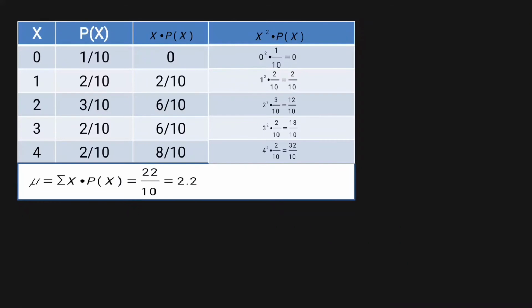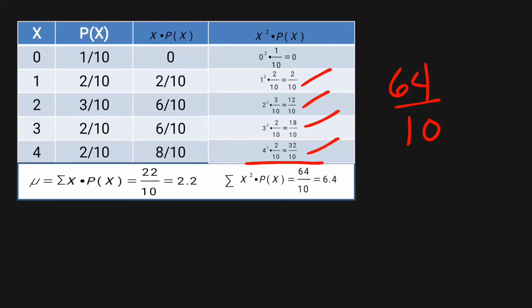So when we get the sum, since they are similar fractions, it's over 10 for all. So just add the numerators. 2 over 10 plus 12 over 10 is 14 over 10, plus 18 over 10 is 32 over 10, plus another 32 over 10, that is 64 over 10. Or convert to decimal, 64 divided by 10 is 6.4.